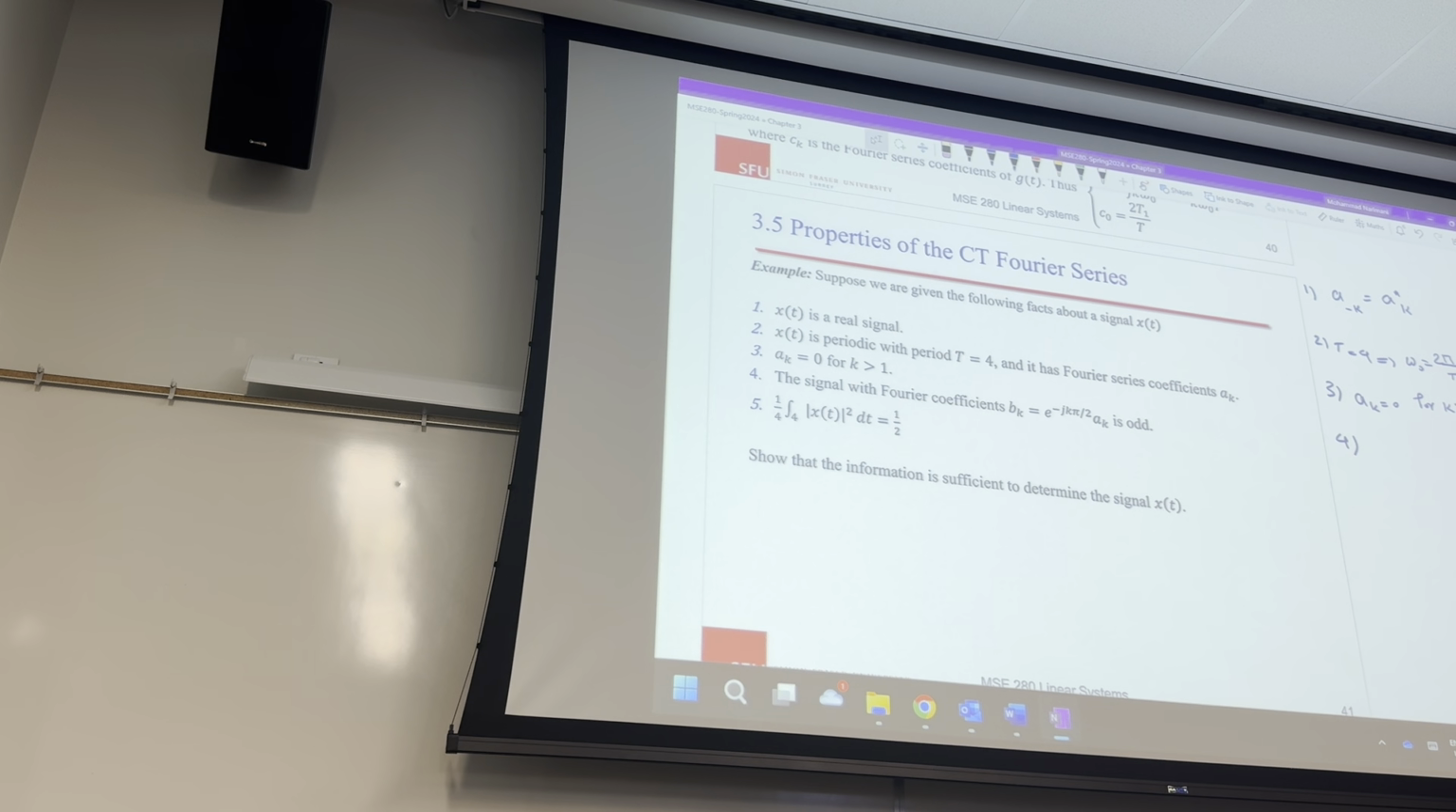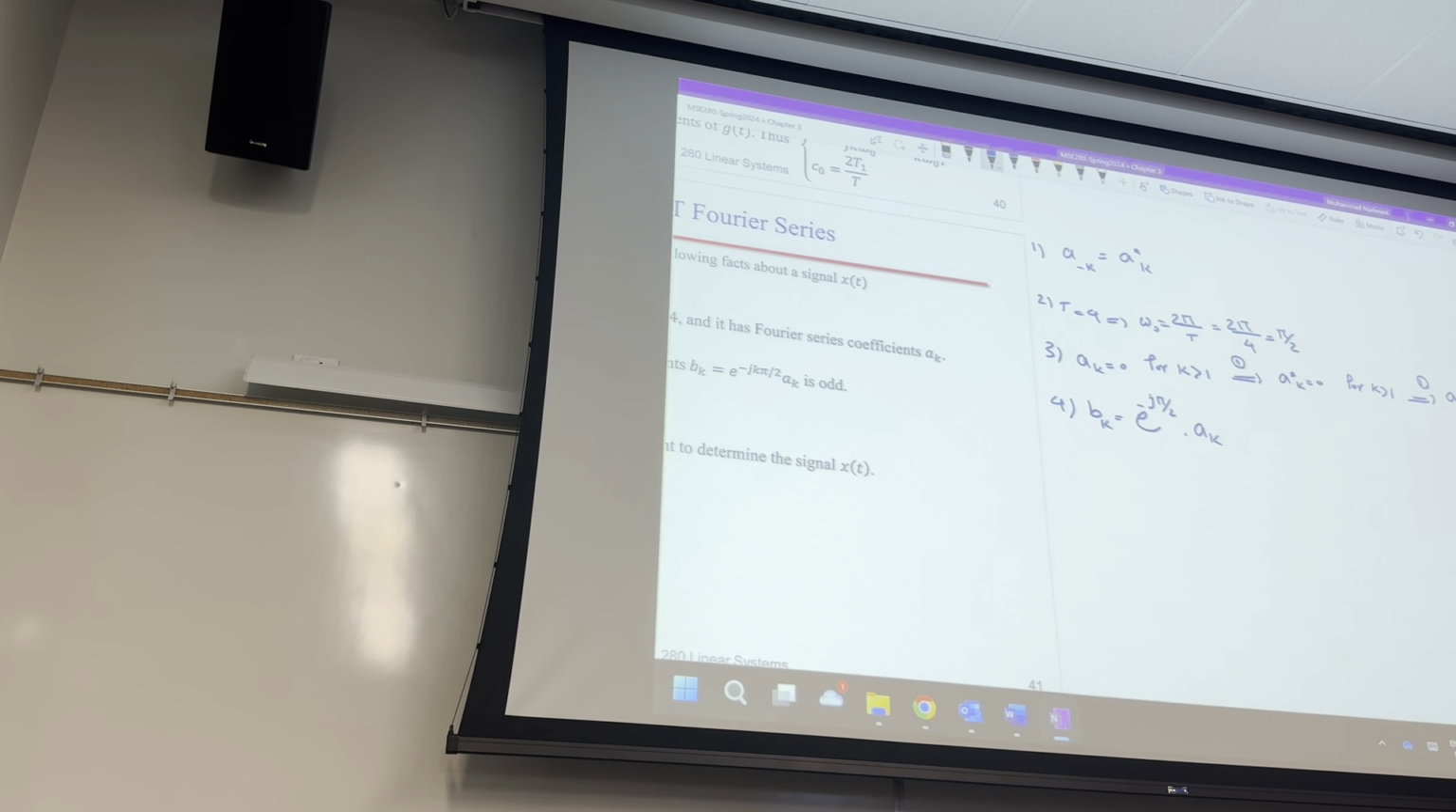Okay, number 4. Number 4 says a signal with Fourier coefficient b k equals e to the power of minus j pi over 2 times a k is odd.